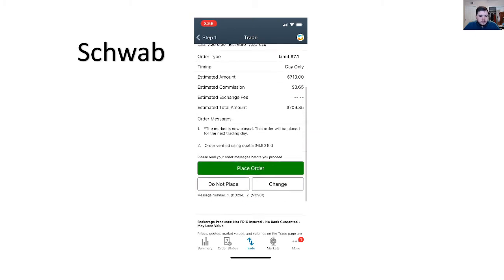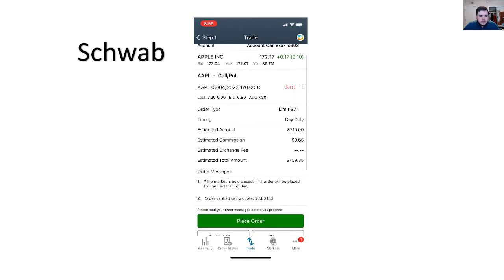Schwab does charge a small fee for option trades. It's less than $1, pretty much negligible, and I prefer Schwab over Robinhood myself. And now let's just talk about a few of these things here. So it says order verified using quote 6.8 bid. And what does that mean?